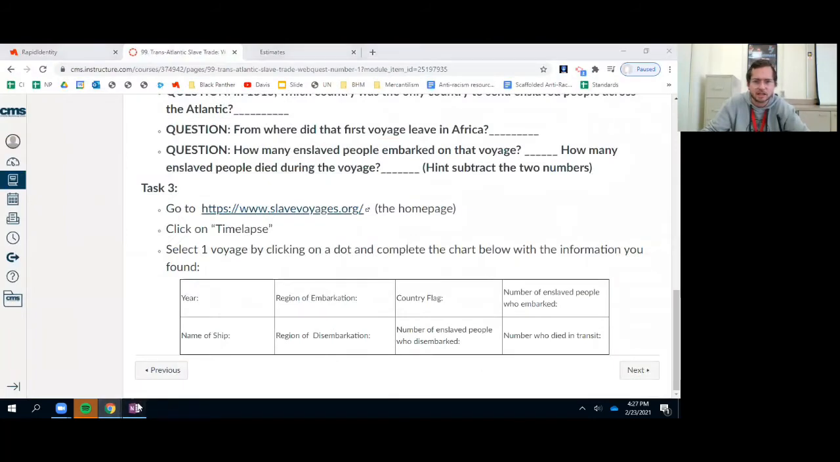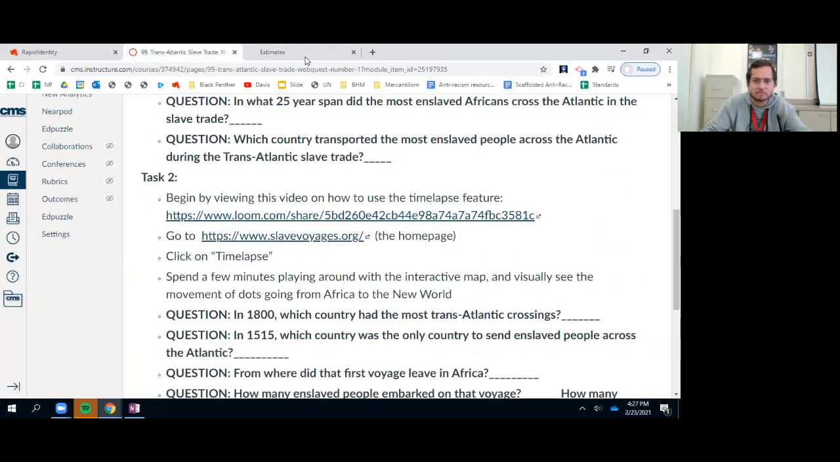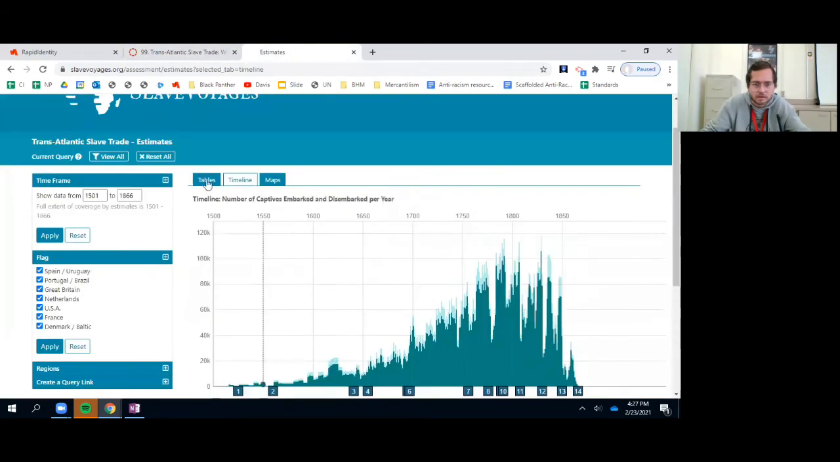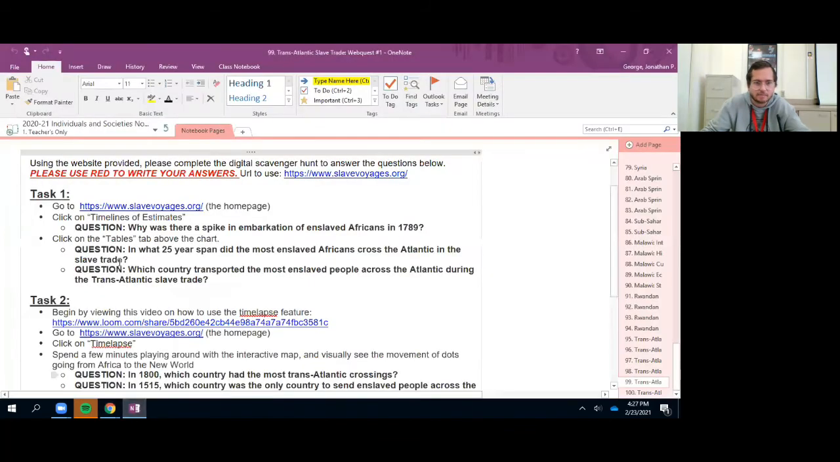All right, let's head back to the digital notebook. So next, click on the tables tab above the chart. Follow these directions to a T, please. Follow them perfectly. Tables, right? There you go. Now you're looking at that. What 25-year span did the most enslaved Africans cross the Atlantic in the slave trade? Answer that question in red, please. And then which country transported the most enslaved people across the Atlantic during the transatlantic slave trade? Again, your answer in red.